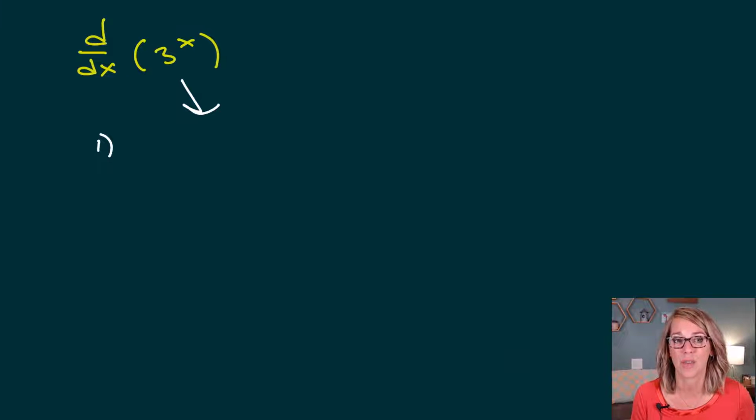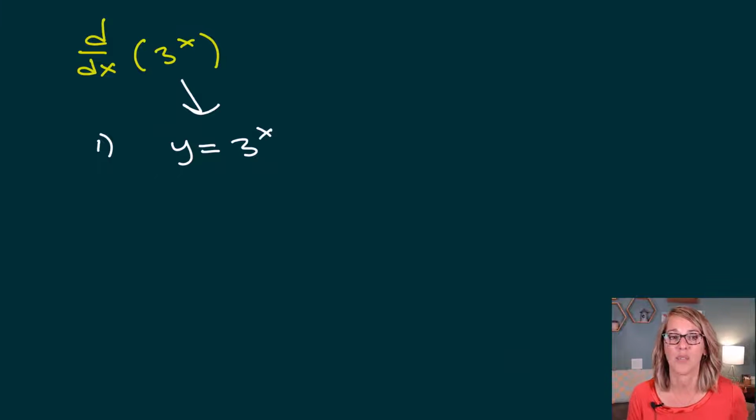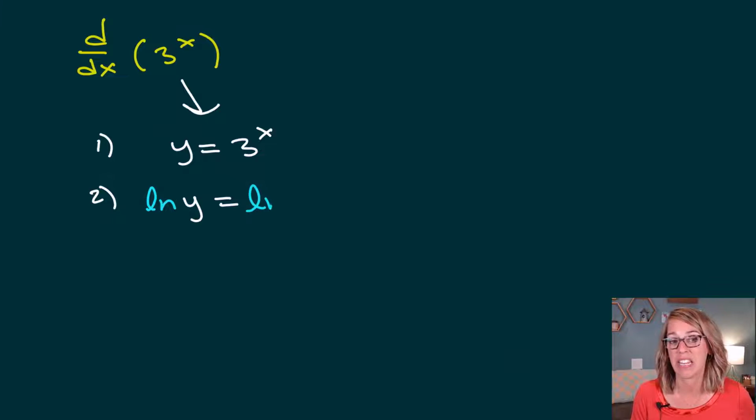So your very first step is to take your function and rewrite it as the statement y equals. So now I've got y equals 3 to the x. The next thing that I want to do, step number 2, is to apply a natural logarithm to both sides. And the reason that I choose the natural logarithm is because it's the easiest one to differentiate. And I get to pick any log that I want to apply to both sides.